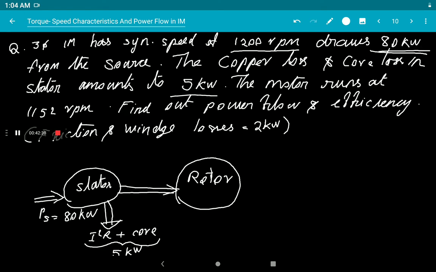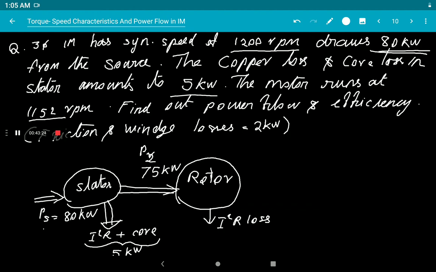So what will be the rotor power? Now you know that input is 80 and losses are 5 kW, then the rotor will have 80 minus 5, that is 75 kilowatt will reach the rotor. That is PR. PR is P rotor, or P2, is 75 kilowatt. Then there will be one I square R loss here. That I square R loss can be found out. And the motor runs at a speed that is given, and find the power flow and efficiency. And friction and windage losses are given.